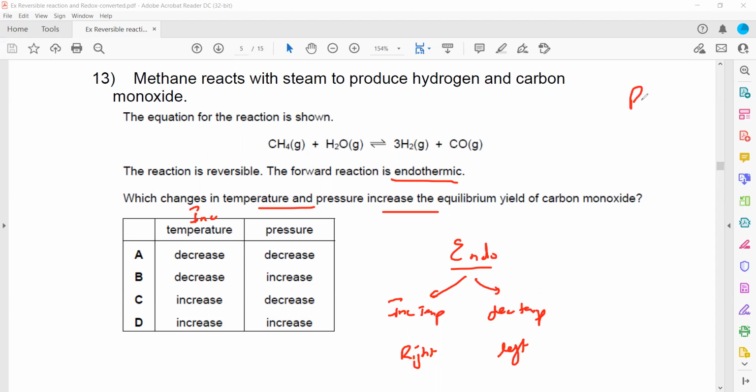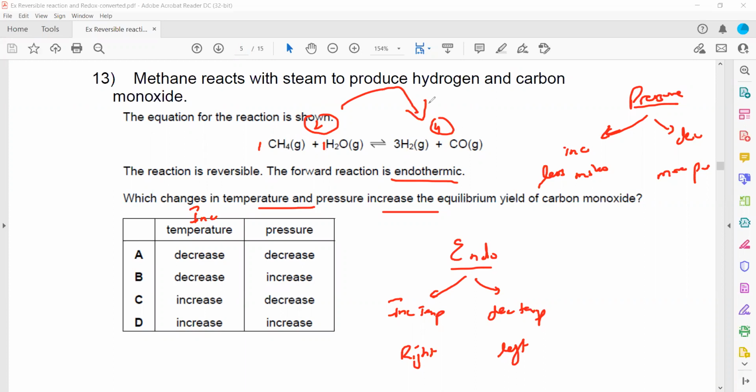But what about the pressure? If we increase the pressure, equilibrium will shift towards the side where there are fewer moles, fewer particles. If we decrease the pressure, equilibrium will shift towards the side where there are more particles. There are 2 particles of reactant and 4 particles of product. We want to shift the equilibrium towards the right hand side, so we should decrease the pressure. So decrease the pressure and increase the temperature to get the greater yield. That's why for question 13, C is the right answer.